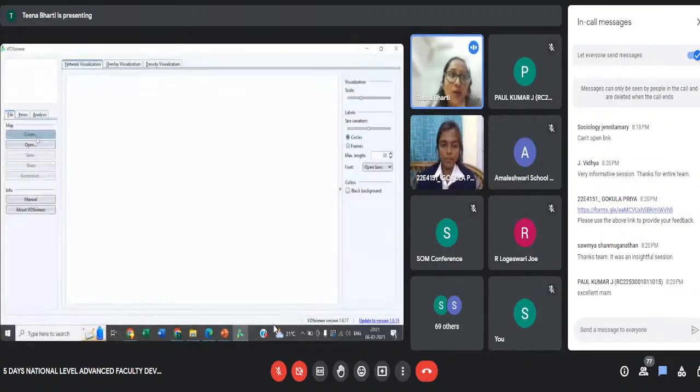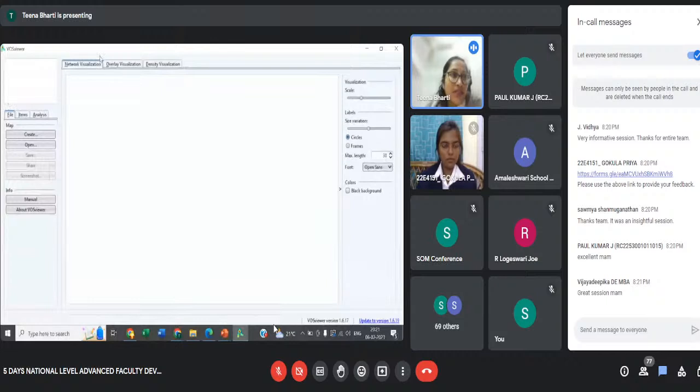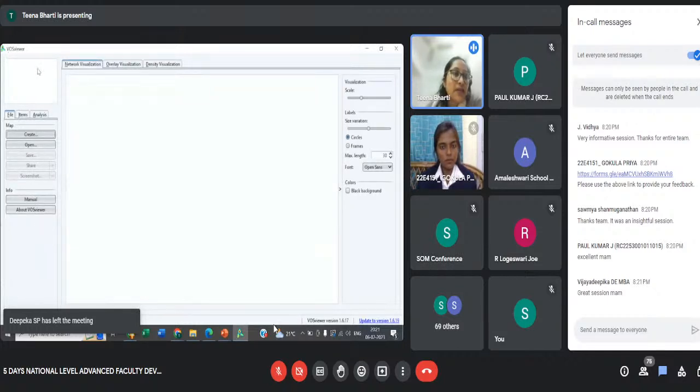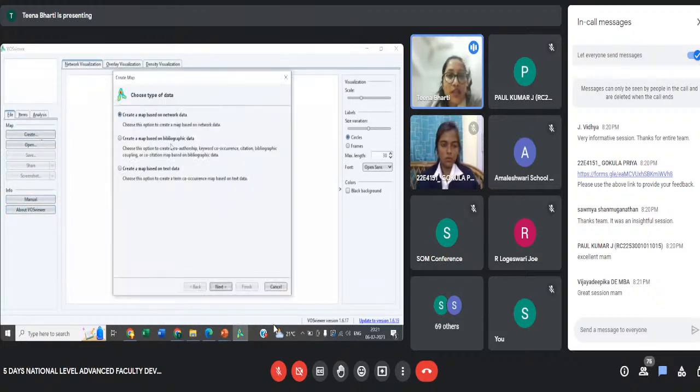Yes, ma'am. Okay, so this is the VOSviewer window pane, right? I'll just give you a quick view. It is simple. There will be certain tabs towards the left hand side wherein it is writing create, open, and some would be not active. And then there would be manual and about VOSviewer, etc. So we have to go to create, and because this is just fast track and I don't want to leave any question unanswered, you need to choose create a map based on bibliographic data and then move forward.